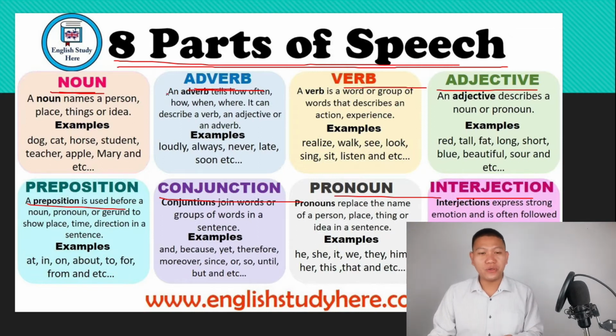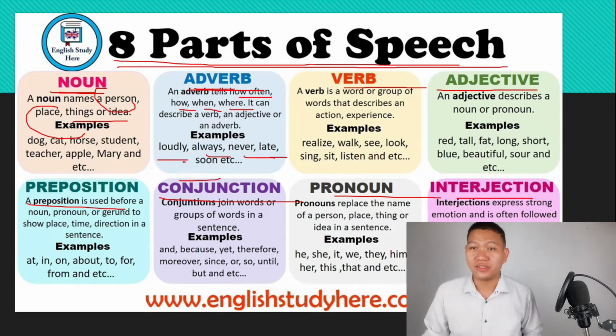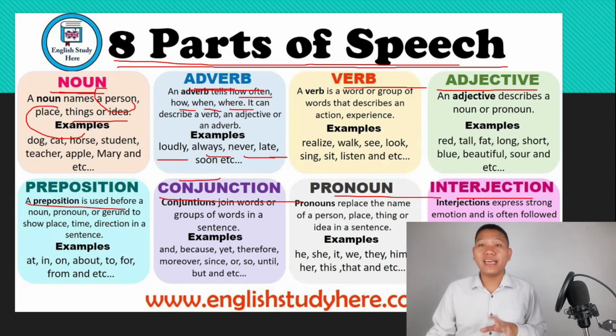So, a sort of review. A noun names a person, place, thing, or idea. Examples are dog, cats, house, Pedro, and so on. On the other hand, an adverb tells how often, how, when, where. It can describe a verb, an adjective, or another adverb. Examples are loudly, always, never, late, soon, and others. Okay? Again, if you wish to review the 8 parts of speech, you may pause this video.